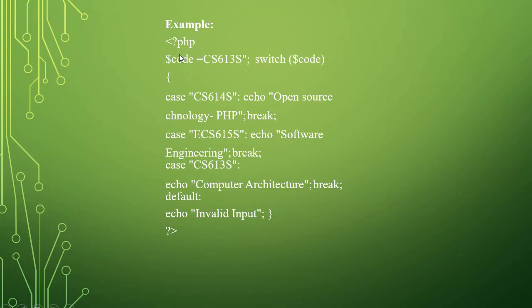For example, out of a few subjects, you are going to test with the switch statement. For example, the variable code having the value CS614. Switch of code: if it is CS614, open source technology PHP; if it is CS615, software engineering; CS613, computer architecture. If none of the values is true, then it shows invalid input.